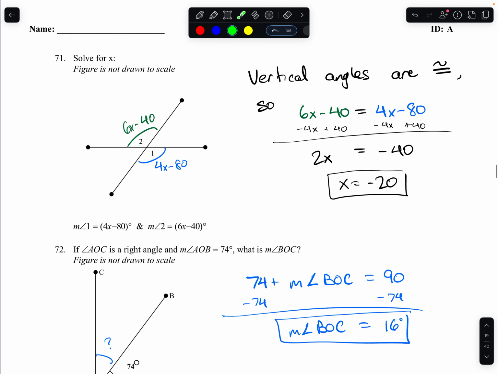All right, 71, we have vertical angles. Vertical angles are congruent, so we can set these measures, 4x minus 80 and 6x minus 40, equal to each other, and then solve for x. I did the same thing to both sides, so my equation stays balanced. That's allowed. And when I combine my like terms, I'll get 2x equals negative 40. Dividing both sides by 2, I'll find that x is negative 20.